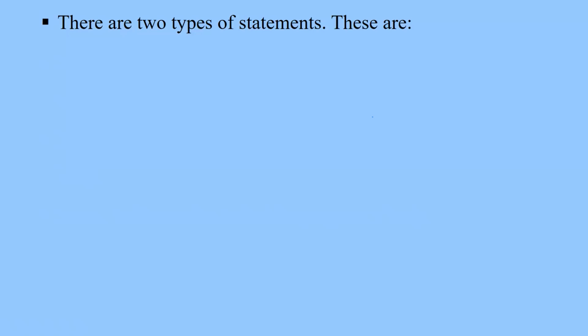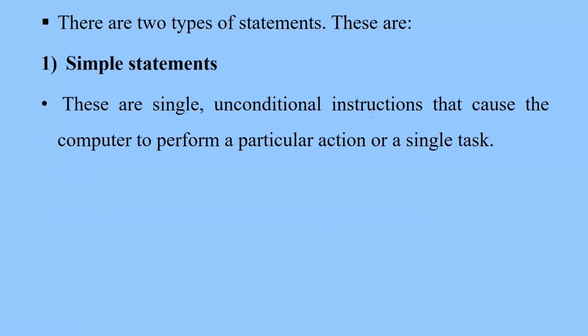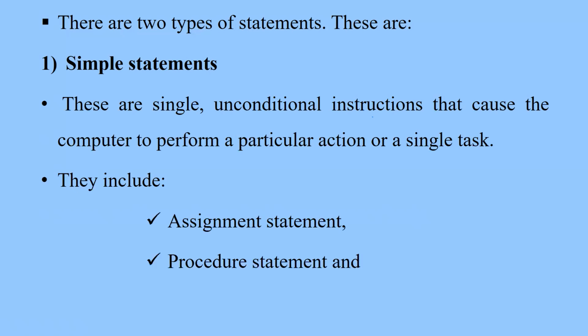Generally, there are 2 types of statements. One, we call them simple statements. These are single and unconditional instructions that cause the computer to perform a particular action on a single task. They include assignment statements, procedure statements, and go-to statements.